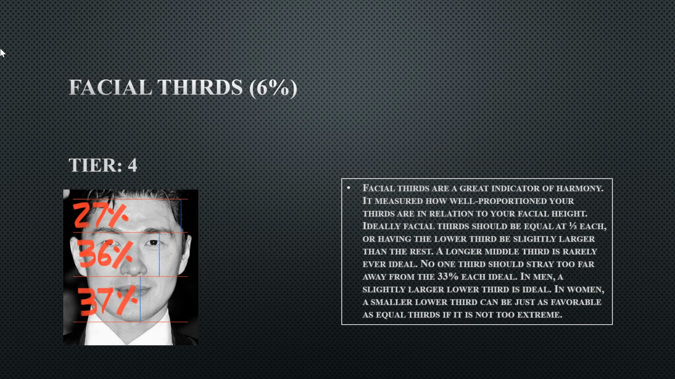His facial thirds is a tier 4, and the main reason is that the top portion of his head is really small. 27 percent deviates 6% away from 33%, when it should only deviate 3% away from 33%. So that's the reason why he gets a tier 4. The other two thirds are not really that bad. Obviously, you want your lower third to be the most dominant third, preferably, which his is, and that is also a good thing.